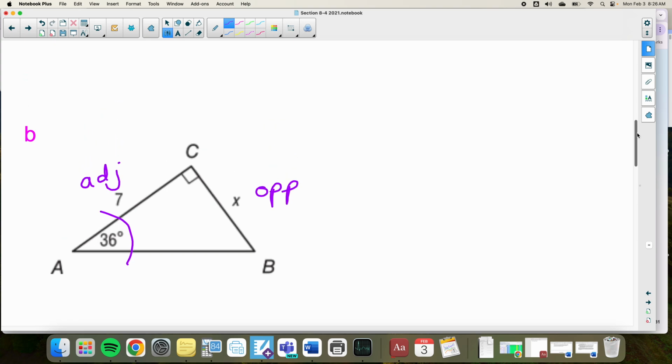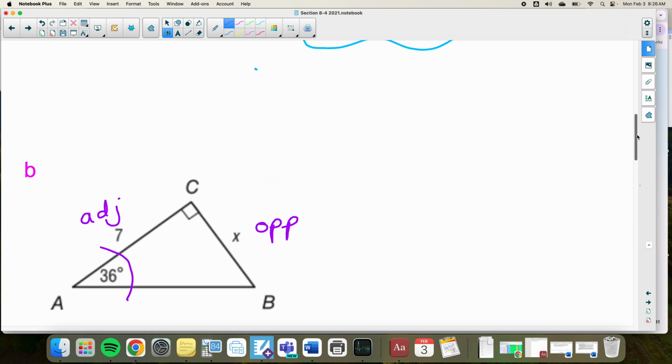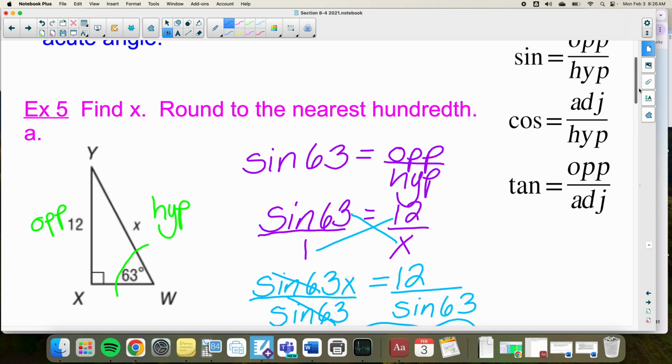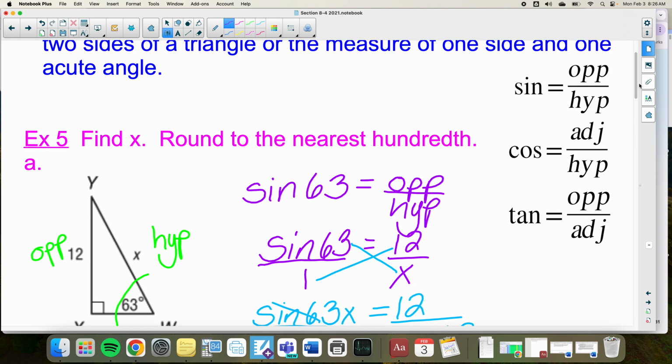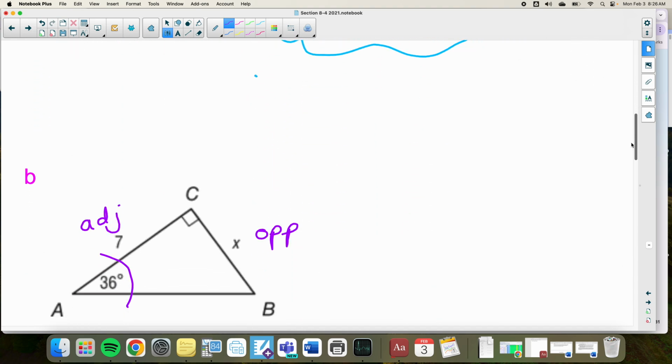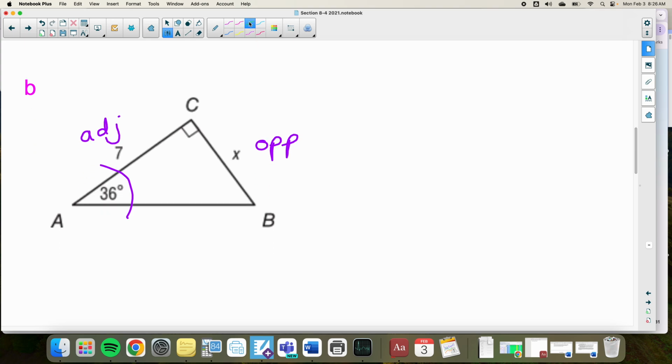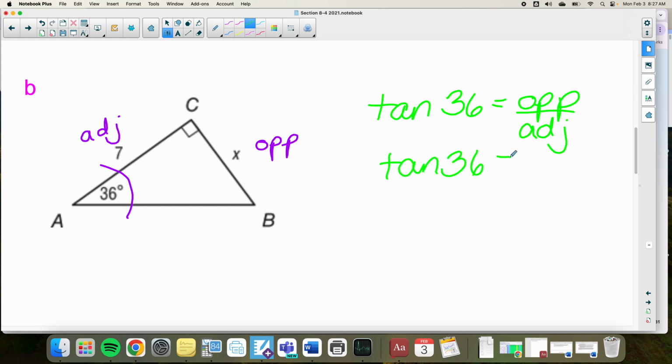Now we have to decide what trig function deals with adjacent and opposite. So which one is it? Tangent. So what we're gonna do is go here and we're gonna go tangent of our angle 36. And again, you could skip this step, but it's opposite over adjacent. And then I'm gonna substitute in what I know. The opposite side is X and 7 is adjacent.